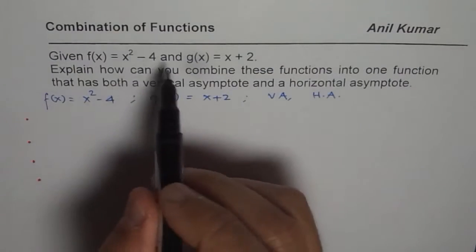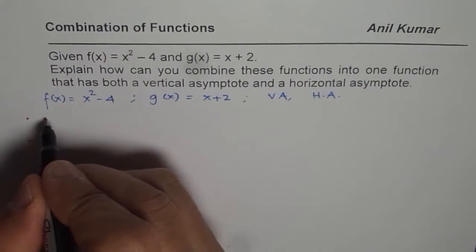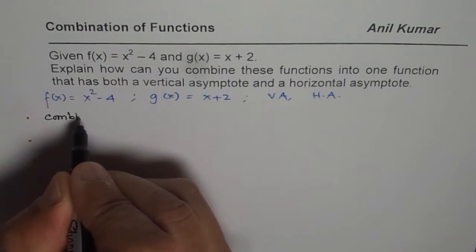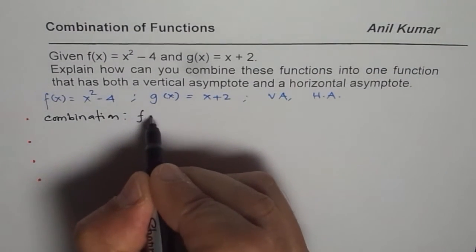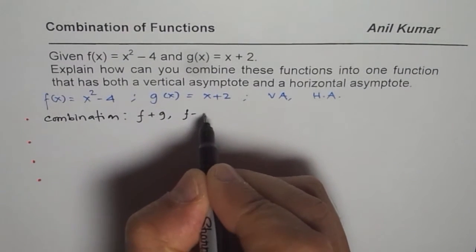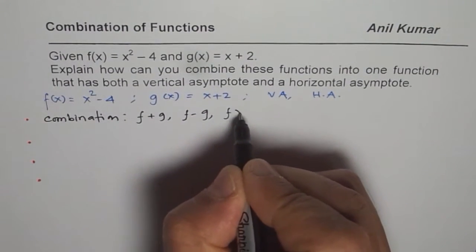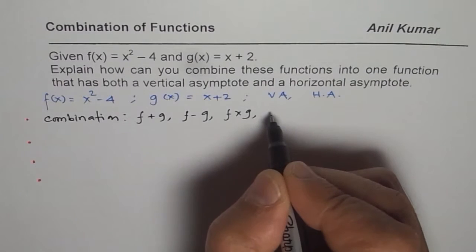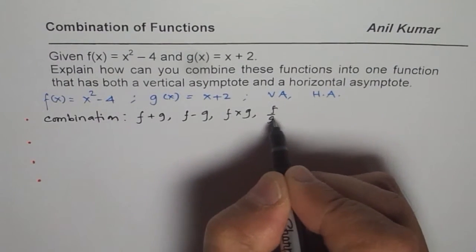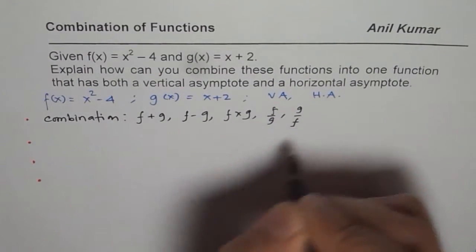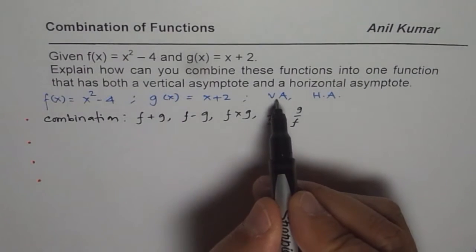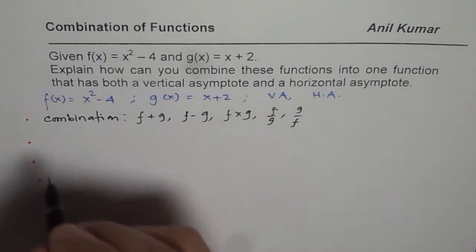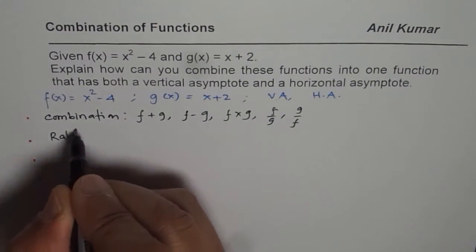One is, we want to get a combination of functions. Now, what does combination of functions mean? Combination means we are looking for f plus g, f minus g, or f times g, or f over g, or g over f. So these are the combinations which we are really looking for, right? Now, since we need both vertical and horizontal asymptotes, that means we are looking for a rational function, right?